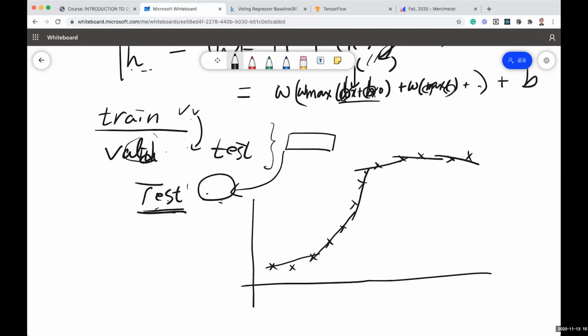Then if you look at the little piece, it is linear. But overall, we cannot say that this is linear. And we might want it to have something like a very smooth curve at this point. So that's for the non-linearity.